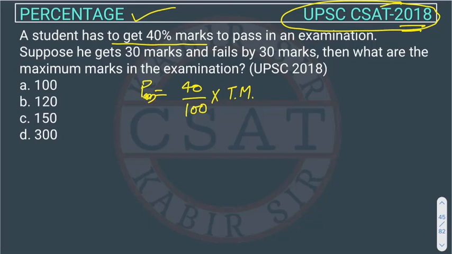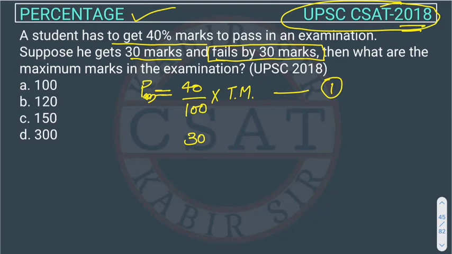40%. So if he wants to pass, he has to get 40% marks. I hope you get this equation, right? Suppose he gets 30 marks. Now that student got how much marks? 30, right? And he fails by 30 marks.